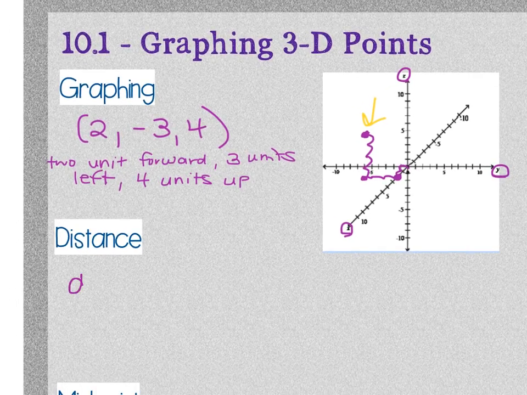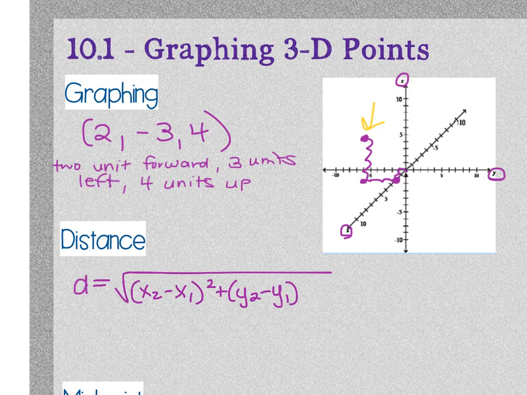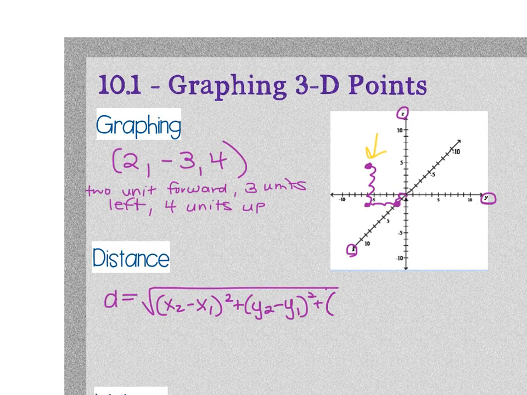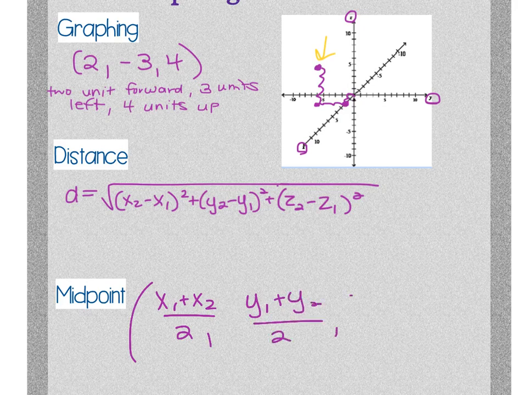The distance formula, you already know the x and y part. We just added on the z. So this is the square root of (x2 minus x1) squared plus (y2 minus y1) squared plus (z2 minus z1) squared. So you're just adding on another coordinate. Same for midpoint: (x1 plus x2) over 2, (y1 plus y2) over 2, (z1 plus z2) over 2.